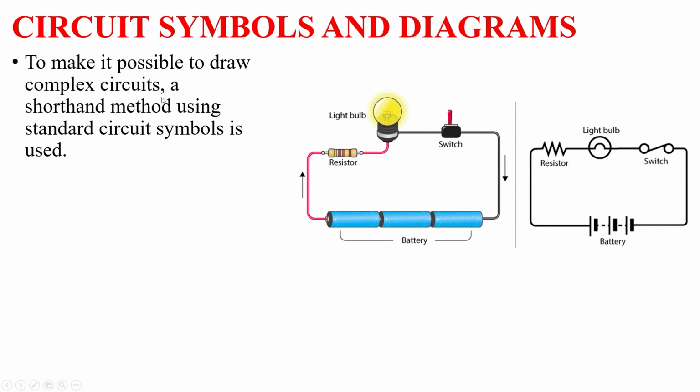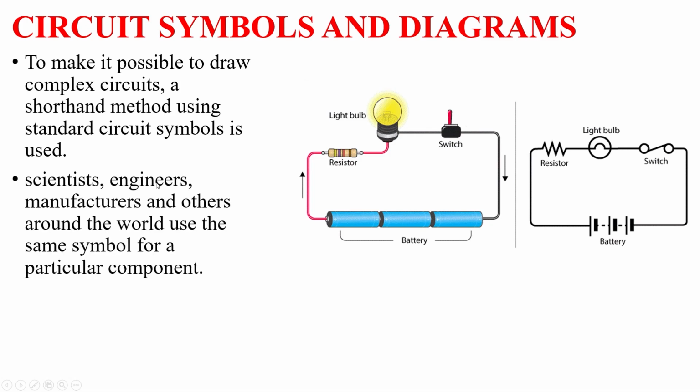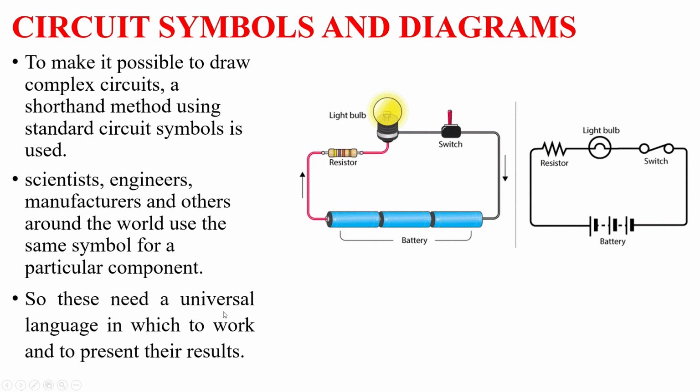To make it possible to draw complex circuits, a shorthand method using standard circuit symbols is used. Scientists, engineers, manufacturers, and others around the world use a symbol for a particular component. The circuit in an electronic device can be understood through the symbols. They need a universal language in which to work and to present their results.